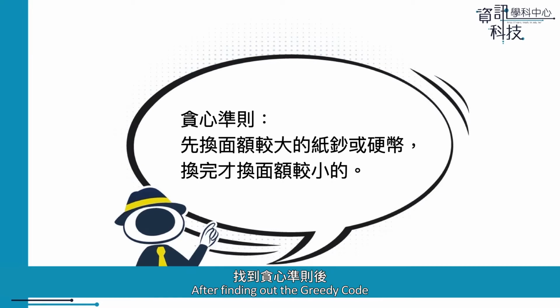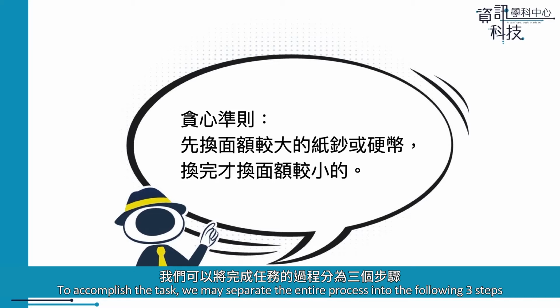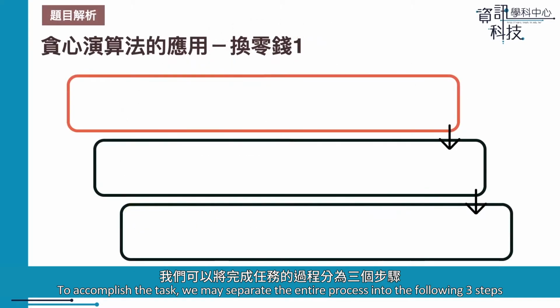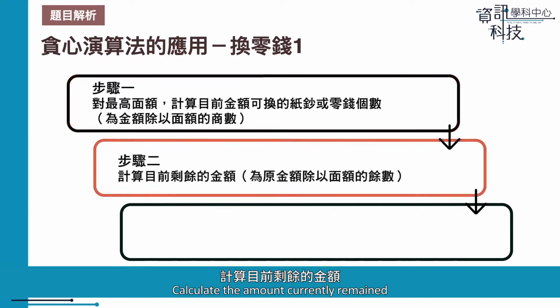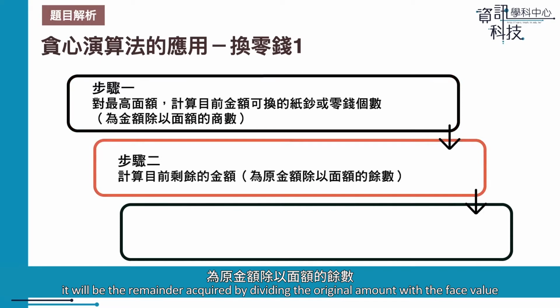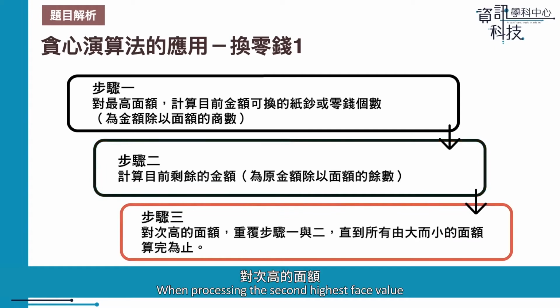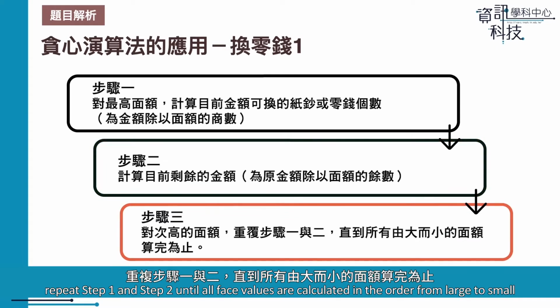After finding out the greedy code, to accomplish the task, we may separate the entire process into the following 3 steps. Step 1. When processing the highest face value, calculate the number of paper bills or the small change that can be exchanged with the current amount. It is the quotient acquired by dividing the amount with the face value. Step 2. Calculate the amount currently remained. It will be the remainder acquired by dividing the original amount with the face value. Step 3. When processing the second highest face value, repeat Step 1 and Step 2 until all face values are calculated in the order from large to small.